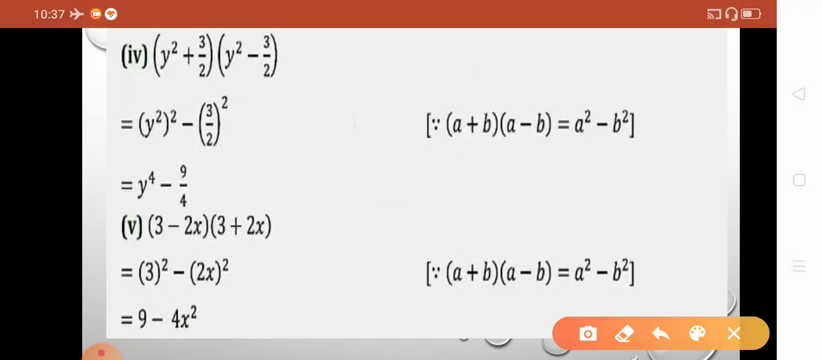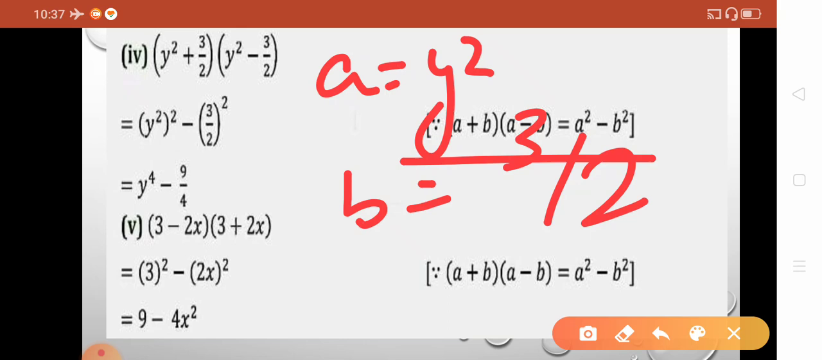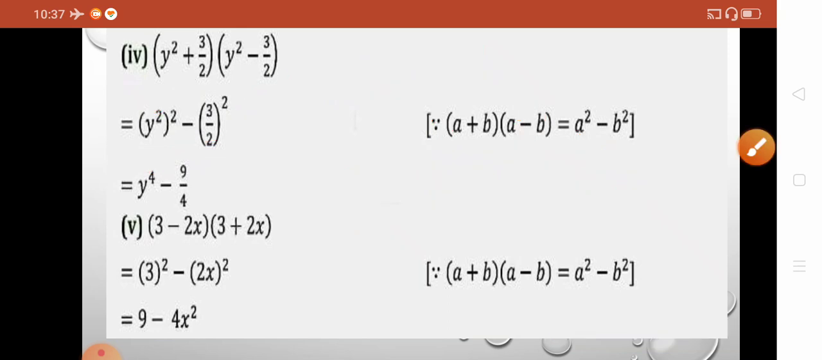Let us move to the next part. y square plus 3 by 2 y square minus 3 by 2. Now the formula is a plus b a minus b. Value of a is y square, value of b is 3 by 2. So we will write a square minus b square. That means y square whole square minus 3 by 2 whole square. So the answer is y raised to power 4 minus 9 by 4.